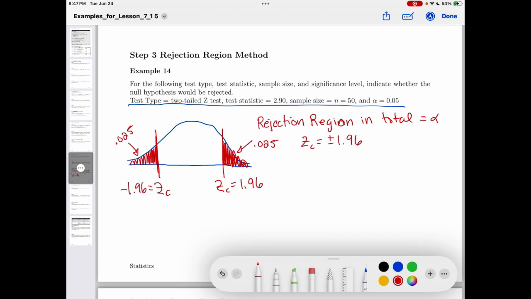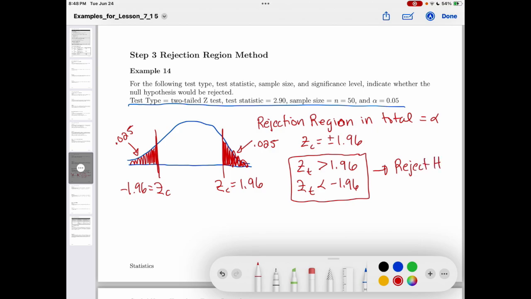The red area is our rejection region, so if our test statistic falls in that rejection region, we're going to say reject the null hypothesis. So looking at the right-tailed area, if our test statistic falls in there, that means that it's going to be greater than 1.96, because it's going to fall past 1.96 to the right. On the other side, if z is less than negative 1.96, then it falls into the rejection region. So if this happens, we're going to say reject H0.